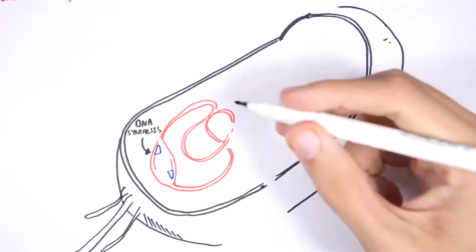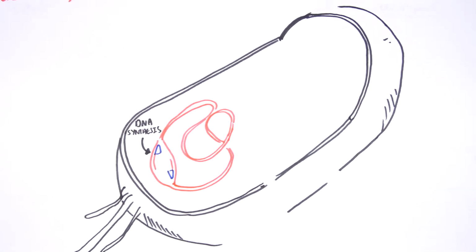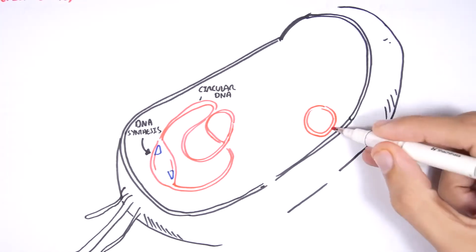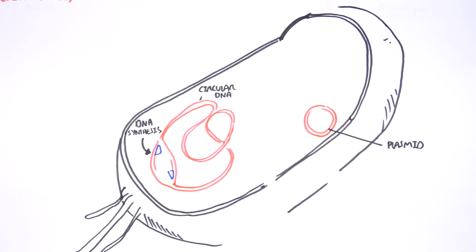However, this circular DNA is not the only genetic material that the bacteria carries. You see, the bacteria also have things called plasmids, which are like super small circular DNAs. And it is these plasmids that usually carry the so-called resistant genes. Genes that allow the bacteria to make things so that the bacteria becomes resistant to antibiotics. Hence, resistant genes.